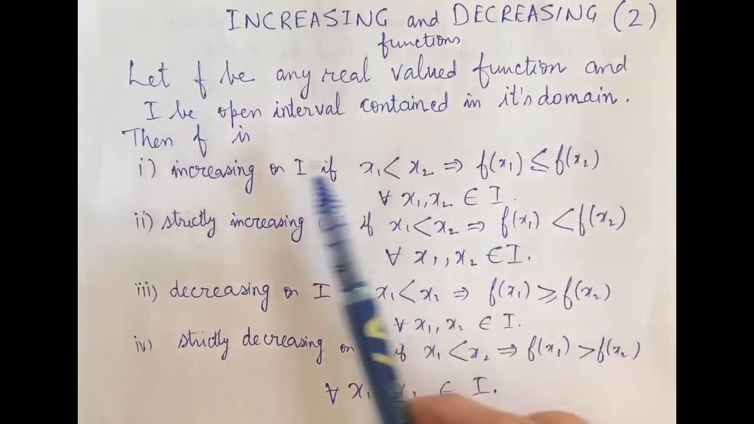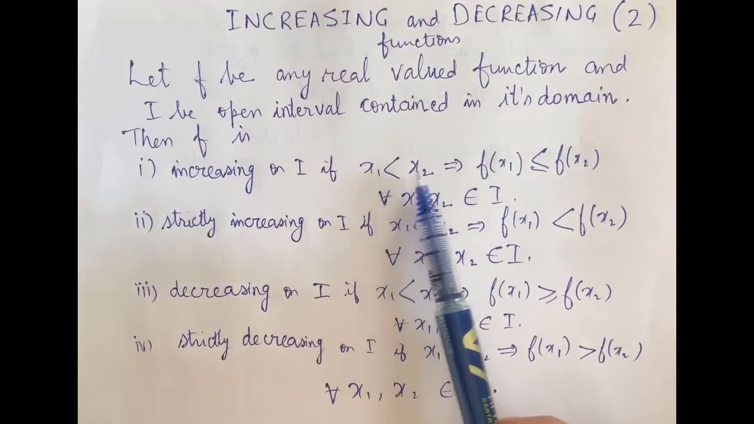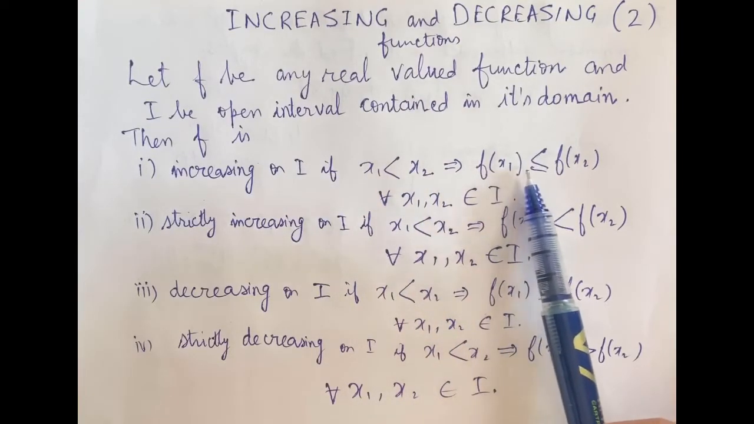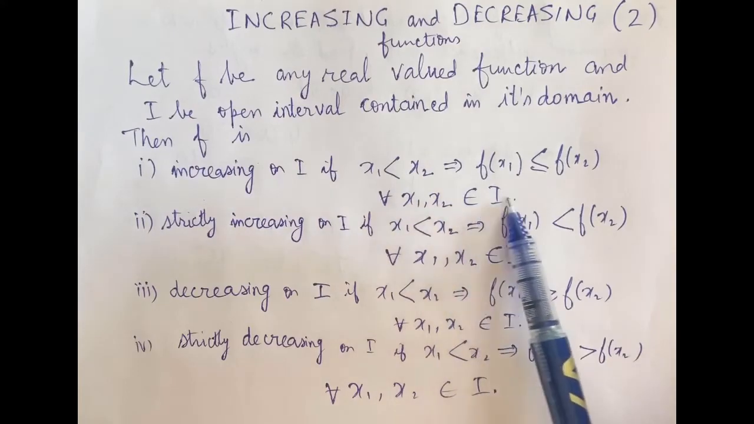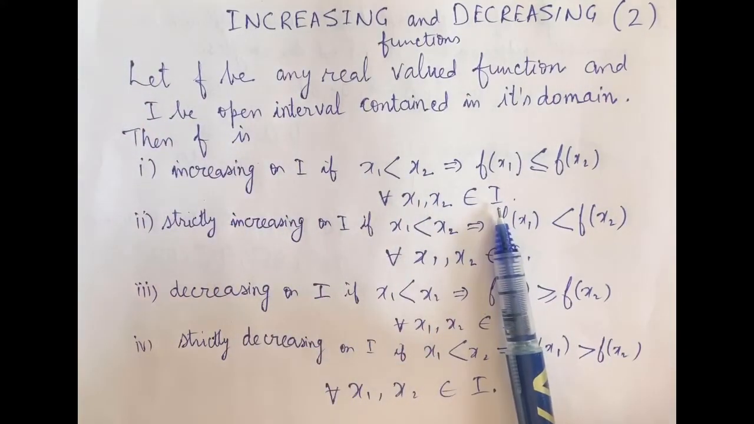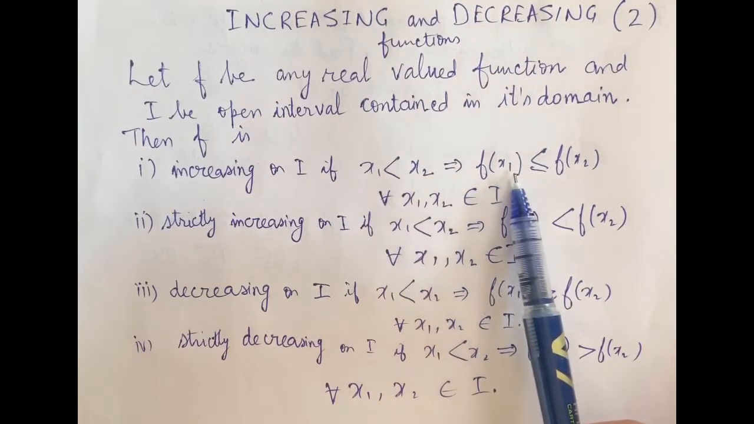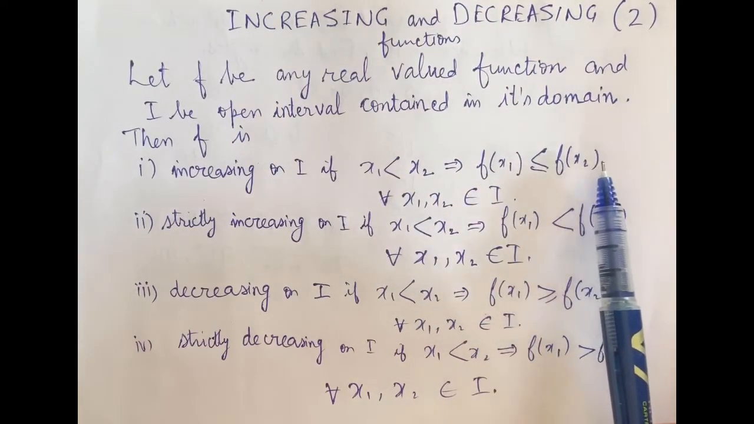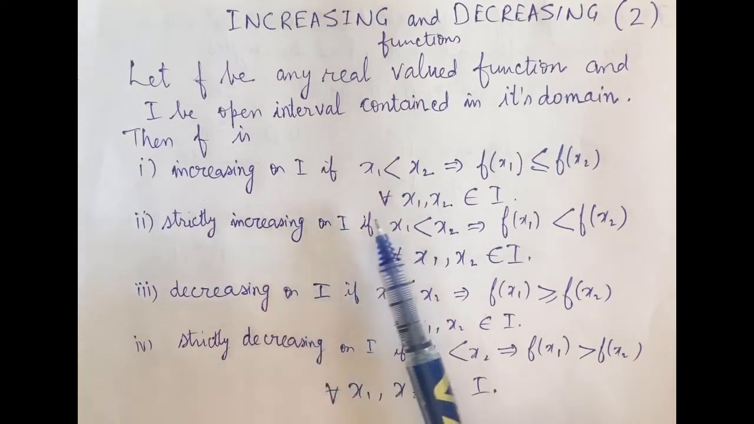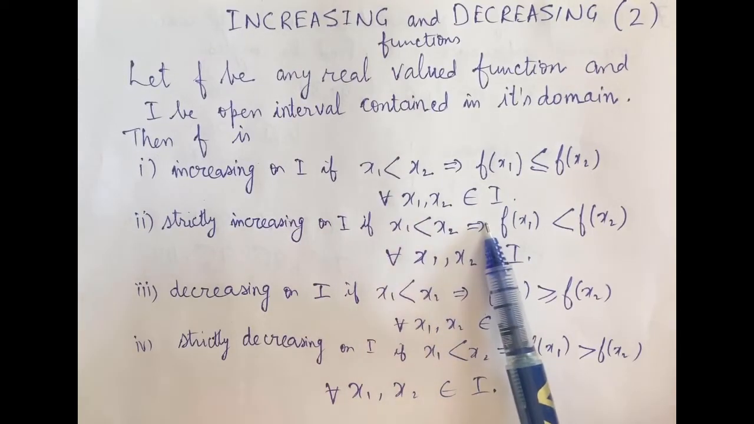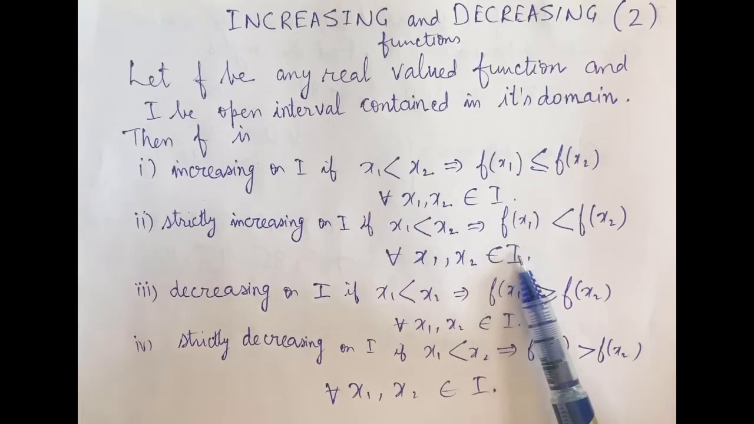domain. Then we say f is increasing on I if for x1 less than x2, f of x1 is less than or equal to f of x2 for all x1, x2 belonging to that interval I. So I repeat, x1 less than x2 implies f of x1 less than or equal to f of x2, and function is said to be strictly increasing if x1 less than x2 implies f of x1 less than f of x2 for all x1, x2 belonging to I.